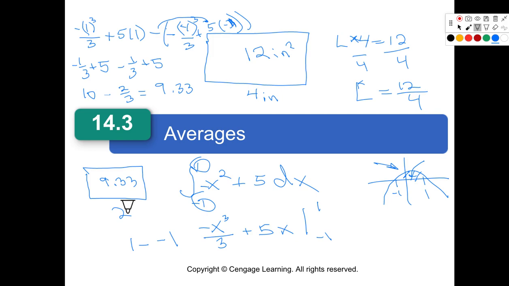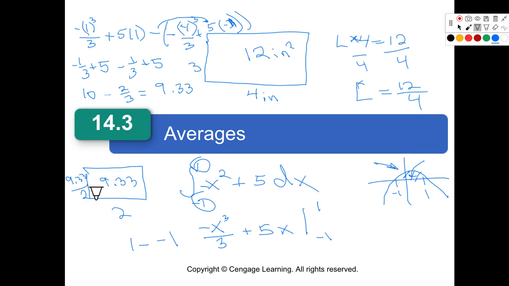9.33 divided by 2, right? That's what this side is. Just like up here, this was 12 divided by 4, which we could say, okay, that's going to be 3. 3 times 4 is 12. That makes sense. Here, it's going to be 9.33 divided by 2. And that is the average of the area.